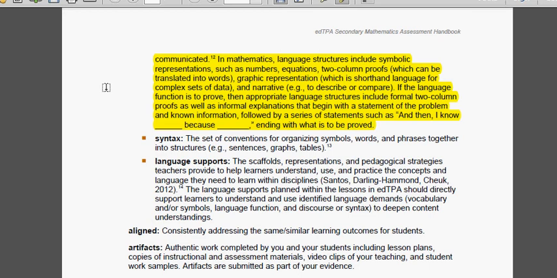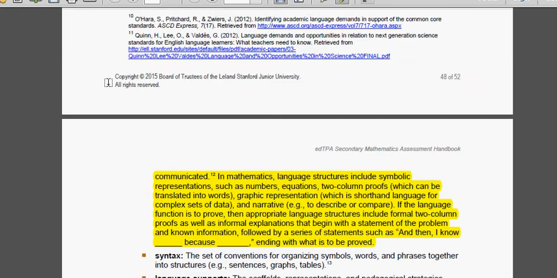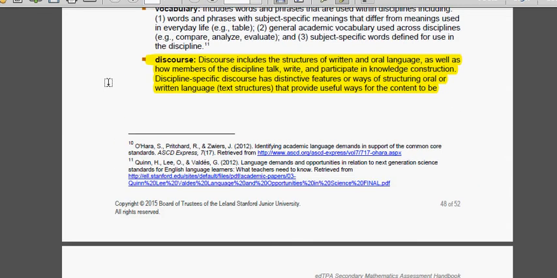If the language function is to prove, for example, then appropriate language structures include formal two-column proofs as well as informal explanations that begin with the statement of the problem and known information, followed by a series of statements such as, "And then I know blank because blank," and ending with what is to be proved. So you want to think about discourse as really like the academic language. How do mathematicians, or how do people in your content area, how do they talk? How do you make sure that you're not just using slang? Right? And this is going to be very difficult for students in general.